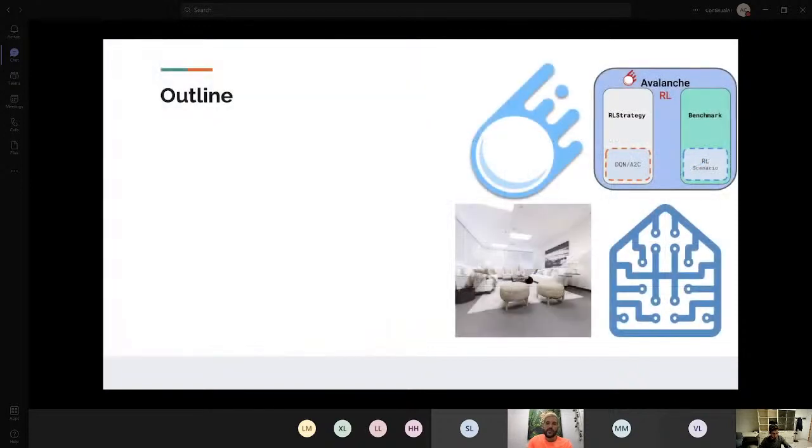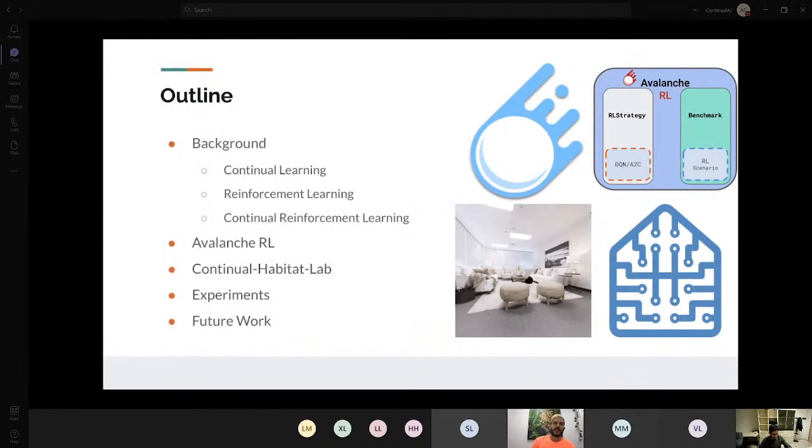And a brief outline of this presentation. First off, we start with some very short background notes. Probably have to skip even the continual learning part. And then we'll delve right into the details of AvalancheRL and Continual Habitat Lab, and then finally close off with some experiments and thoughts on future work.